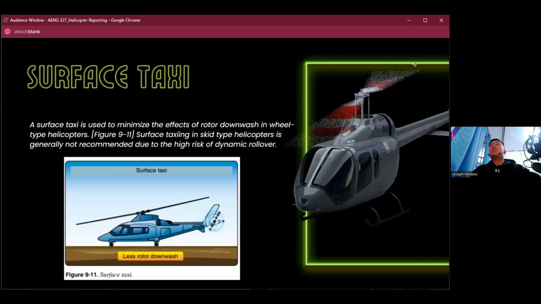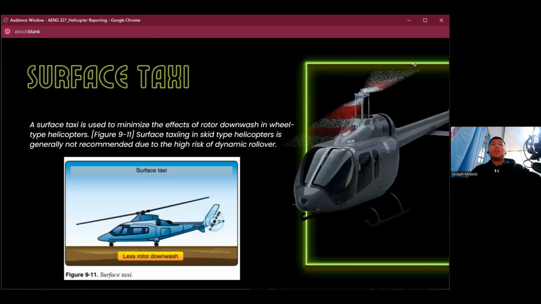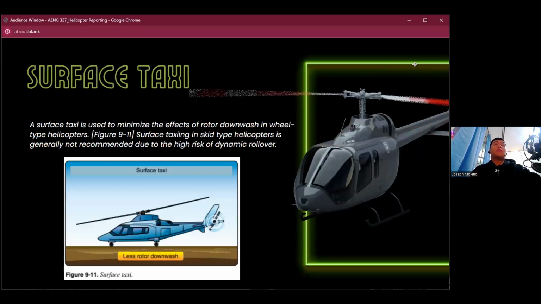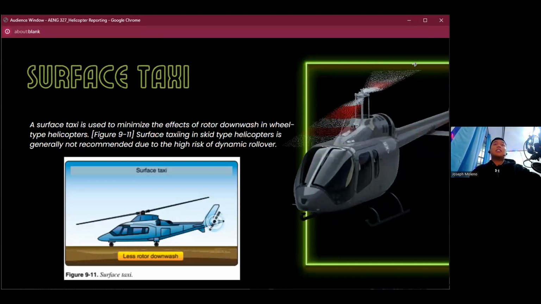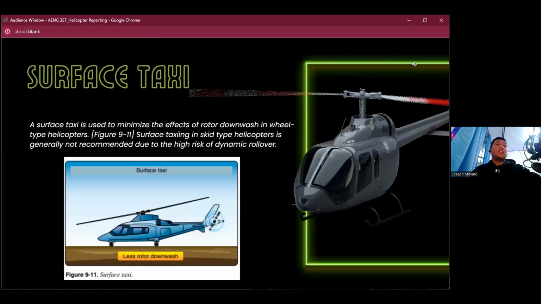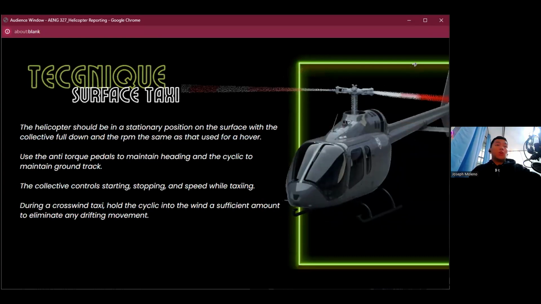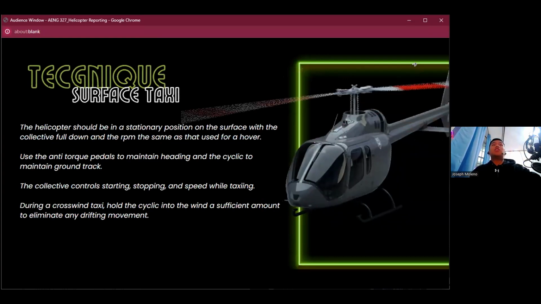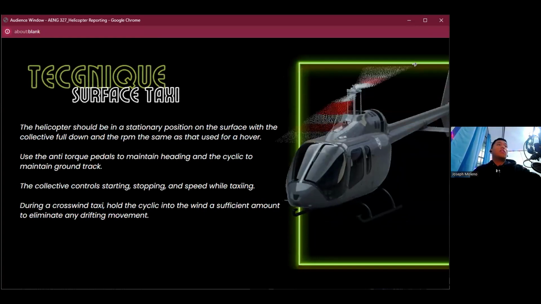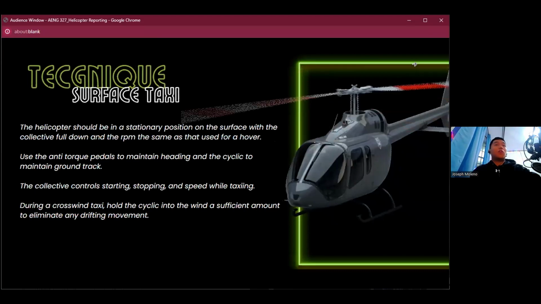Next we have surface taxi. Surface taxi is used to minimize the effects of rotor downwash in wheel type helicopters. As seen in the figure below, surface taxi in skid type helicopters is generally not recommended due to the high risk of dynamic rollover. So for the techniques used in surface taxi, the helicopter should be in a stationary position on the surface with the collective full down and the RPM the same as used for a hover.